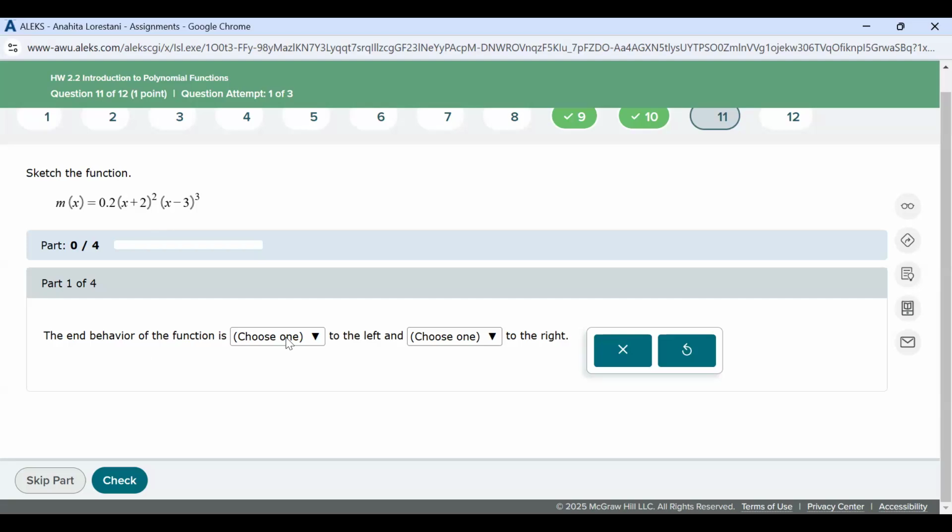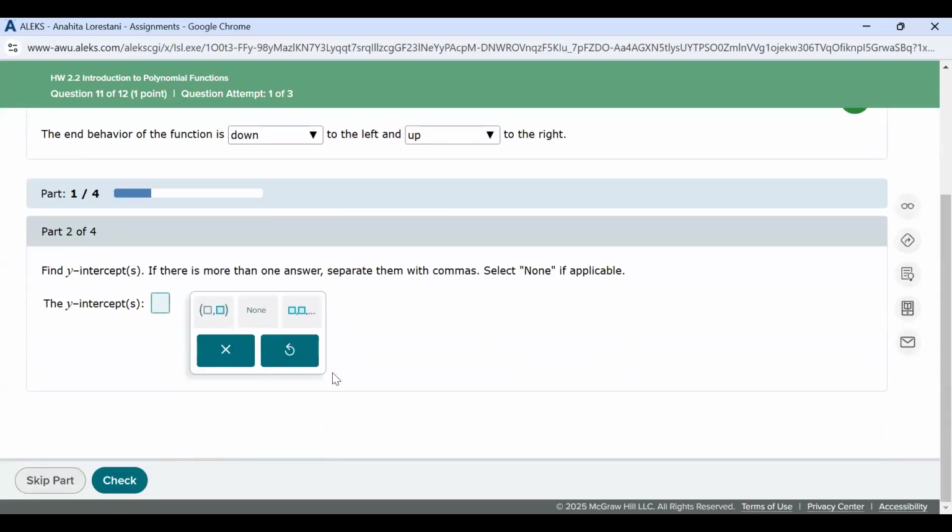And the way they say it here is, it says down to the left, up to the right, because it's x to the 5th.